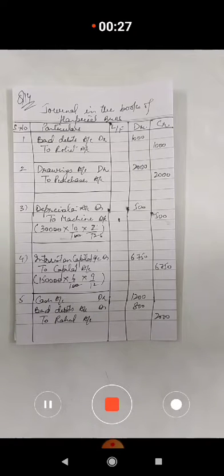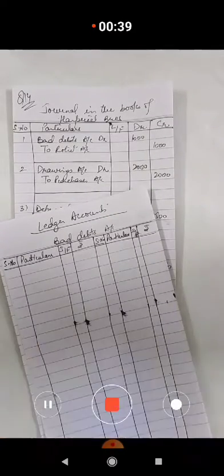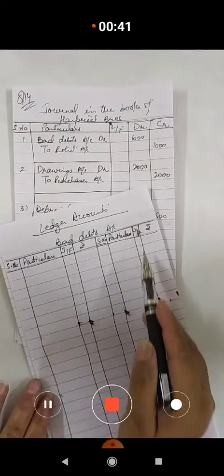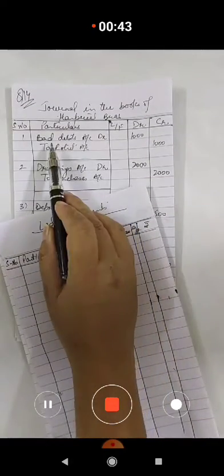This is the journal and I have already solved the question. I have already solved the journal entries of the question, and with the help of these journal entries I will show you how to make ledger accounts. First, I have taken the format of ledger accounts. This is the format of a ledger account, and the first entry is bad debts.